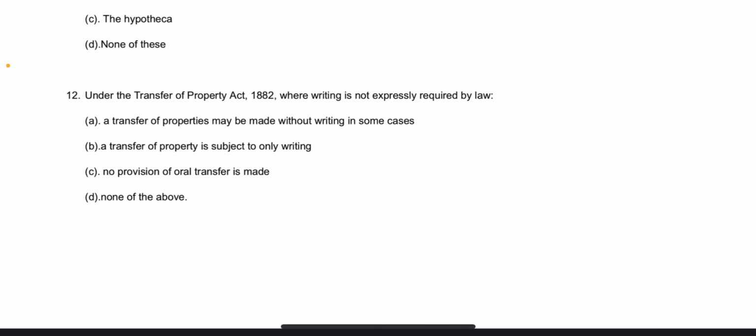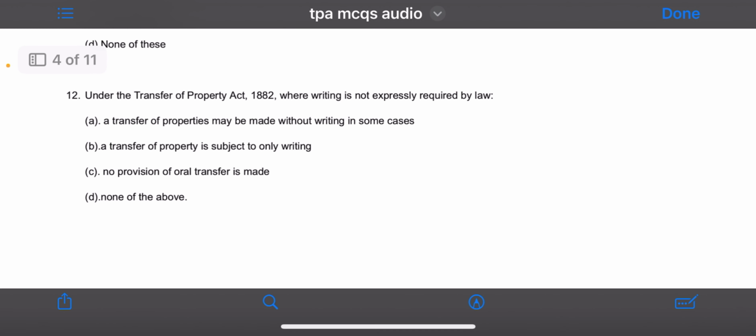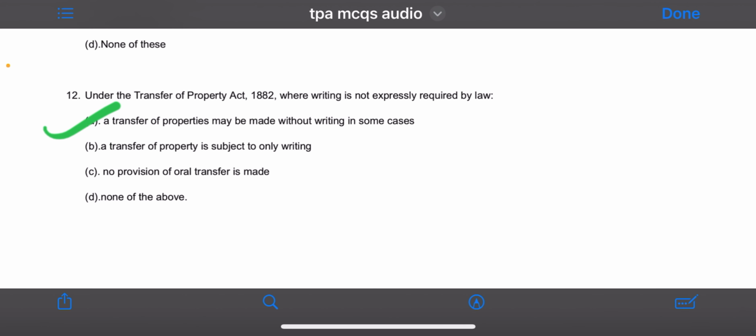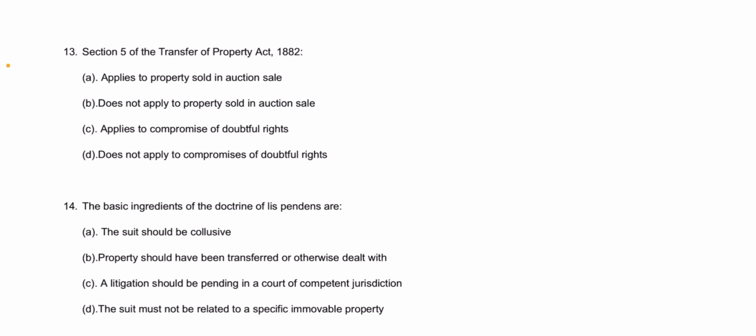12th is, under the Transfer of Property Act 1882, where writing is not expressly required by law. The options are A, a transfer of properties may be made without writing in some cases. B, a transfer of property is subject to only writing. C, no provision of oral transfer is made. D, none of the above. So the correct answer is A, which is a transfer of properties may be made without writing in some cases.